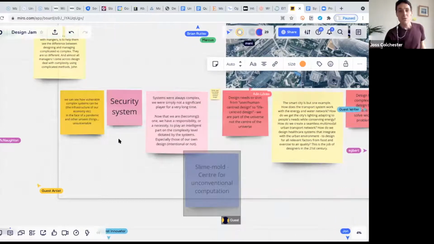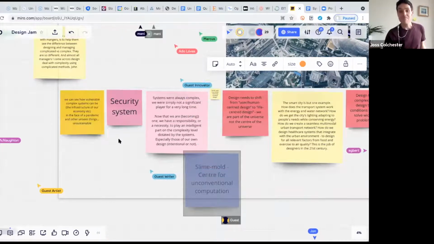Systems were always complex. We were simply not a significant player for a long time. Yep, good point, right? Certainly because we're having this planetary scale impact now that we have to think about all these things. Now that we're becoming one, we have a responsibility or a necessity to play an intelligent part on the complexity level dictated by the systems, especially those of our own design, intentional or not.